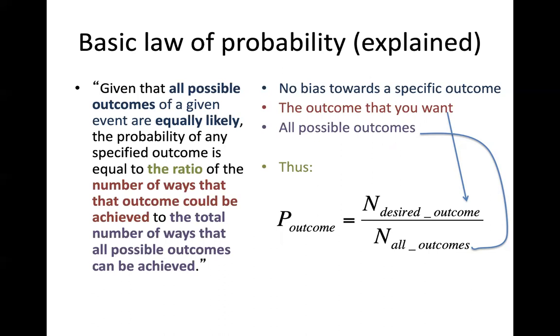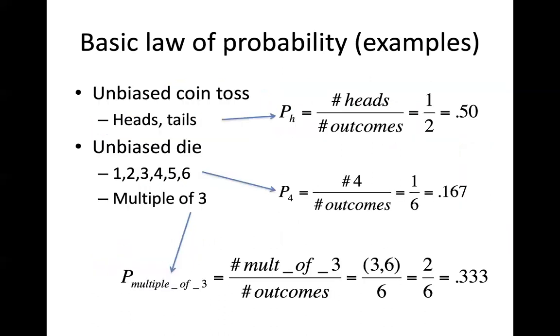So in other words, if we're just tossing a coin that's unbiased, we want to see how probable it is that you get heads. Well, that could happen one way, and there are two possible outcomes. You could get heads or tails. You can get heads one way, so the probability of heads is 50%. Same thing would go with an unbiased die. If you wanted to get a 4, and there are 6 possible outcomes on a 6-sided die, then your probability of rolling a 4 on any given single toss is 0.167.